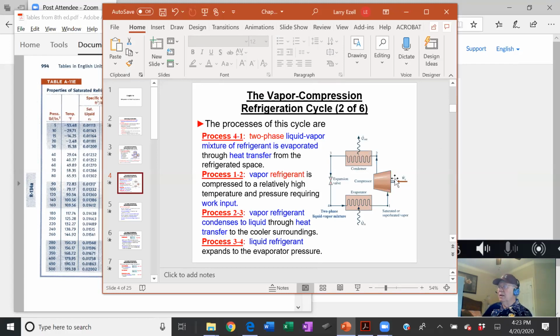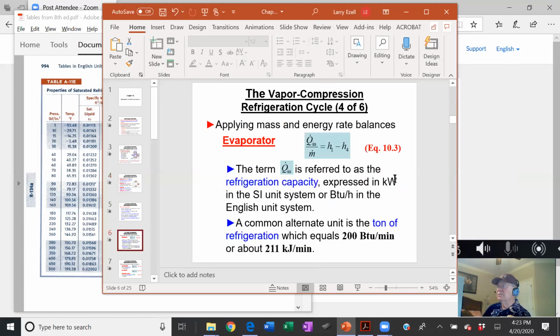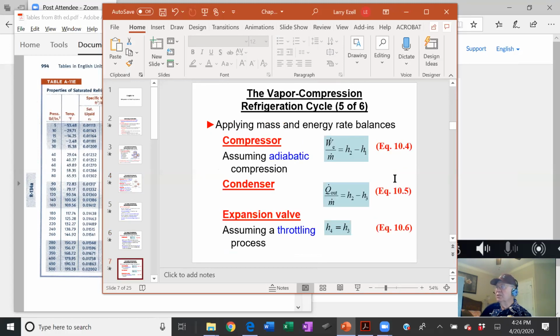Now, I've explained a lot of these upcoming slides. There's Q, the heat transfer per pound of refrigerant, H1 minus H4. There's the compressor work per pound of refrigerant, of circulating thermodynamic material, H2 minus H1, the condenser, H2 minus H3, and the expansion valve, H3 is equal to H4. As you see, these refrigeration systems are pretty darn simple.